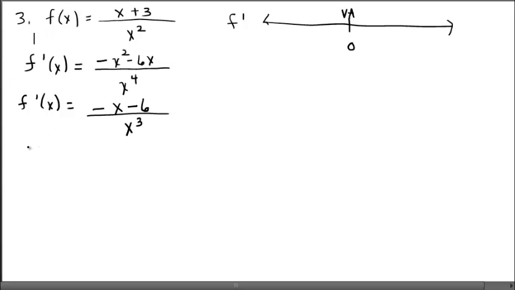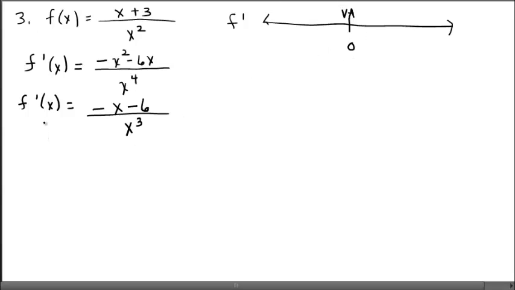We want to consider critical numbers. So first, let's take care of the issue of where the derivative does not exist. Well, clearly we can see from this fraction that when x is 0 in the denominator, the derivative would not exist. But remember that when x is 0, we already have that the function is not defined at 0. So we can't really say that there's a critical number occurring at x equals 0 because there's not even a point there in the graph.